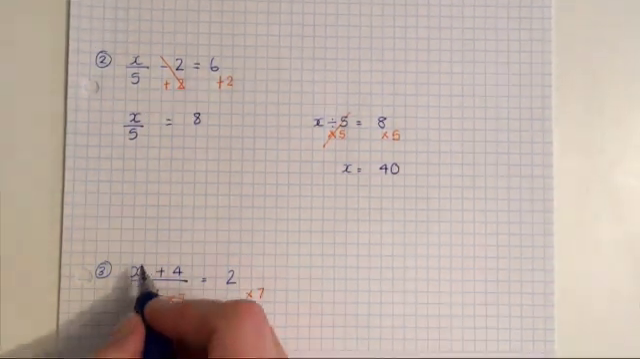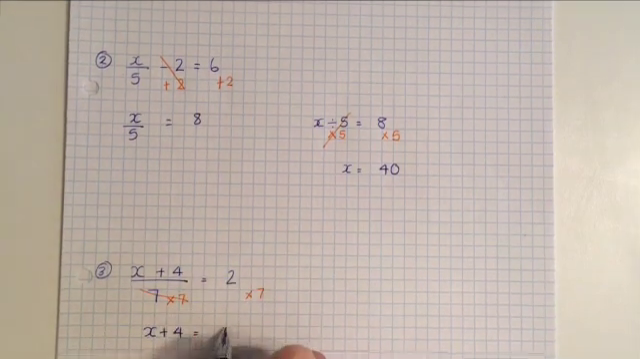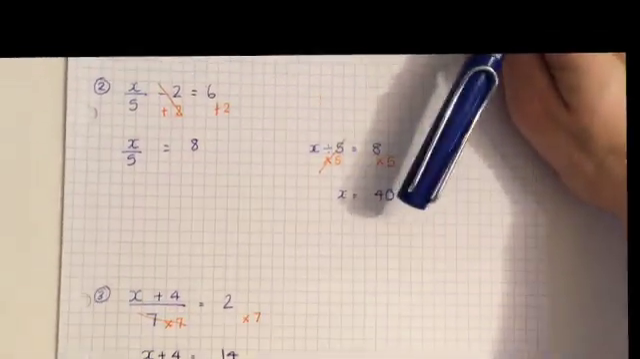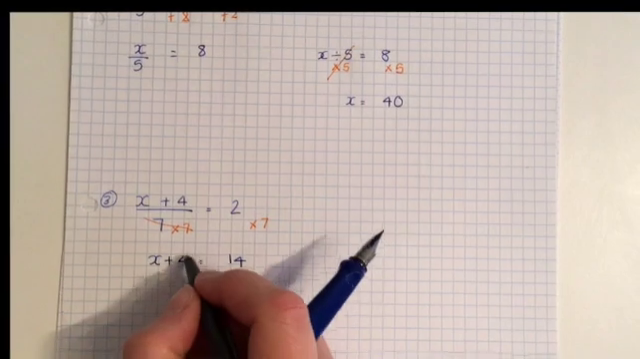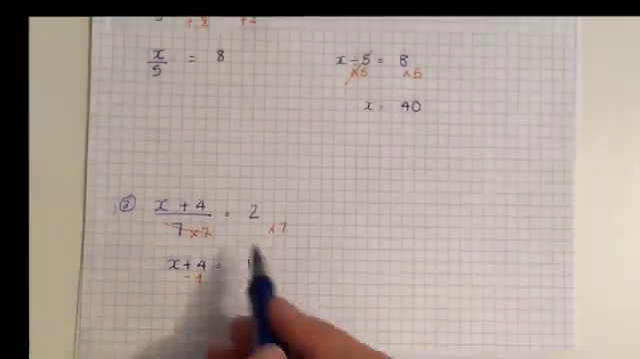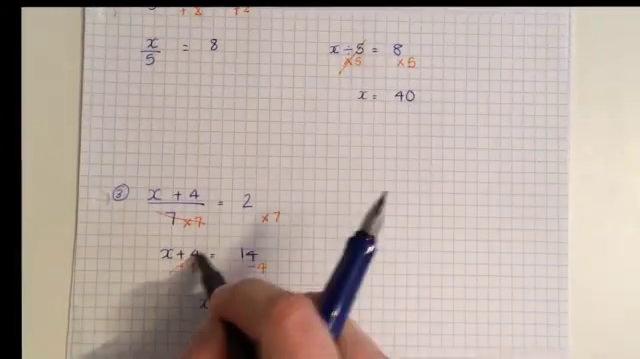And what I end up with is just x plus 4 equals, well, 2 sevens are 14. And then I'm left with a very simple equation, which is x plus 4 equals 14. To get rid of the 4, I take the 4 from each side. So x equals 10, okay, because that gets rid of that bit.